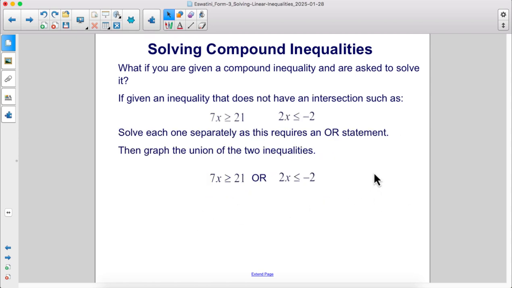If given an inequality that does not have an intersection, such as this, solve each one separately, as this requires an OR statement. Then graph the union of the two inequalities.